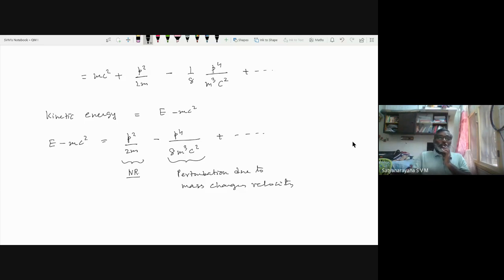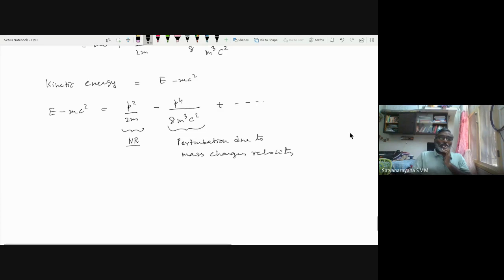Okay. Now to see, your Hamiltonian now will become p square by 2m. I have been shifting between mu and m, so let us forget about it; mu is the same as m. Let's say p square by 2m minus e square by r minus p to the power 4 divided by 8m cube c square.